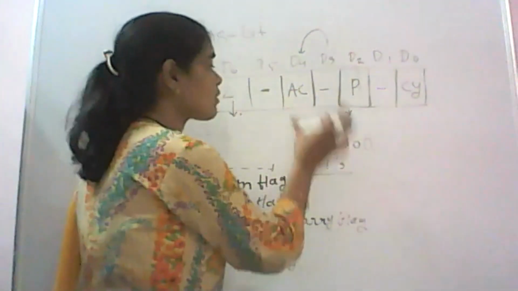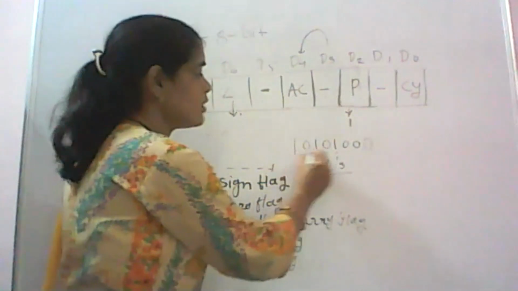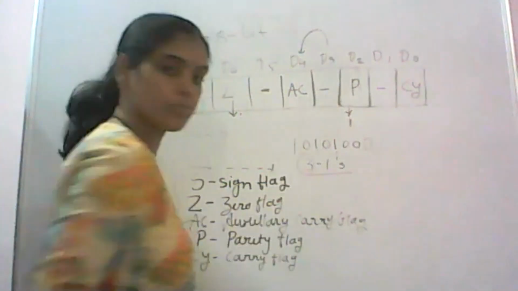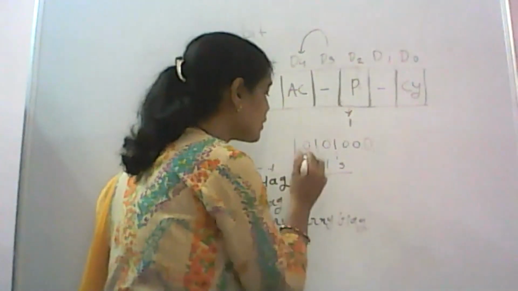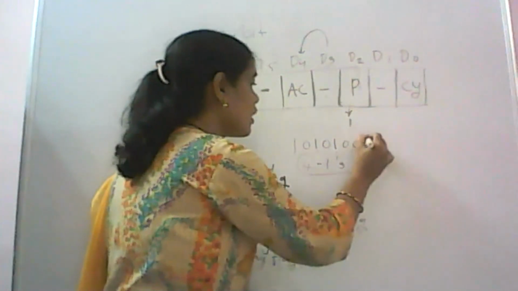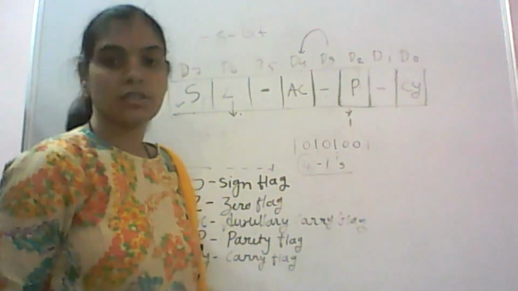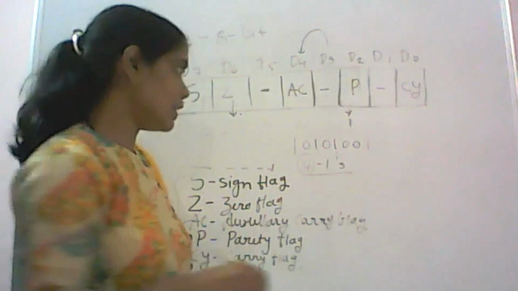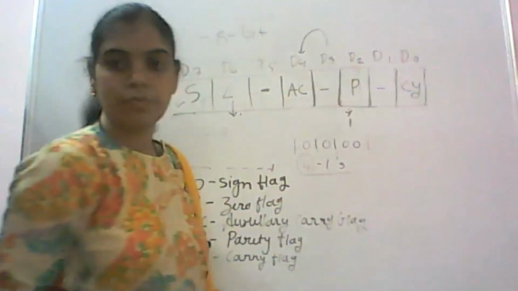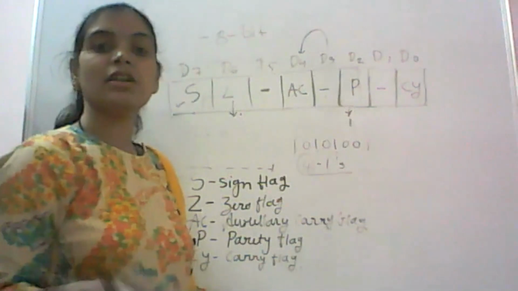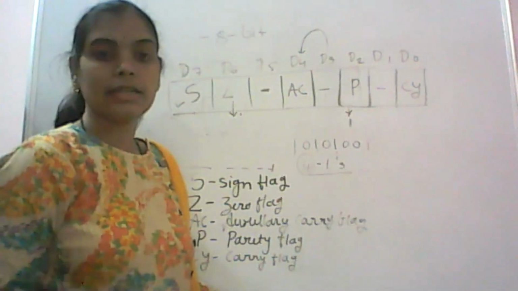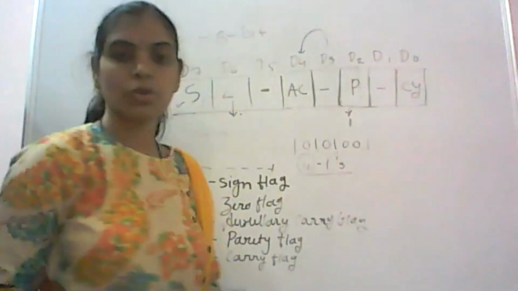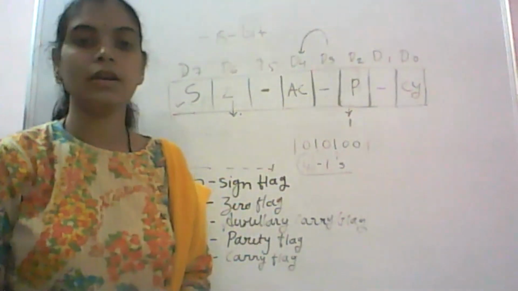If in your accumulator result contains only 3 ones, 3 is an odd number. If result contains even number of ones, accumulator has even number of ones, that time parity flag is set. Okay, and simply if your result is an even parity, that time parity flag set to 1, otherwise reset. Okay, this is about the parity flag.